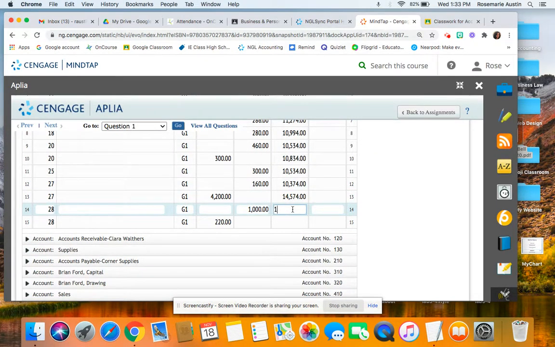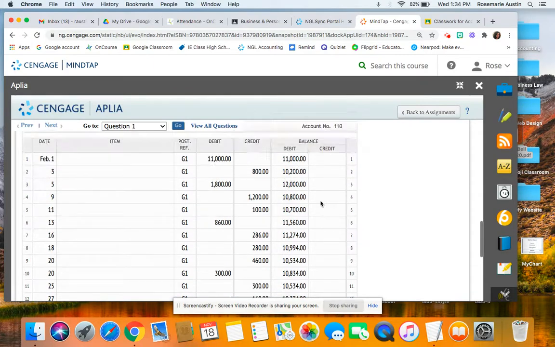Subtract 1,000, so you have 13,574. And you're going to add in 220. So plus 220 is 13,794. Okay, so hopefully I did my math correctly.